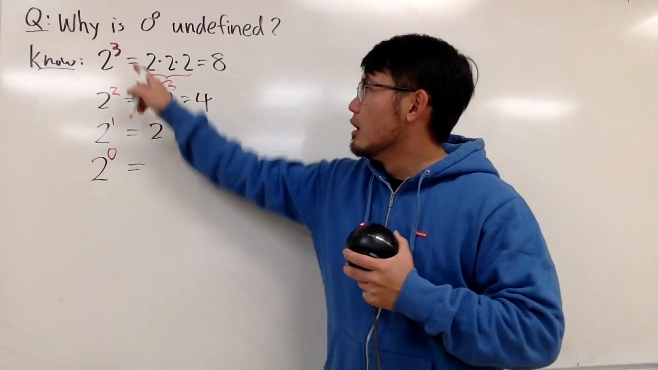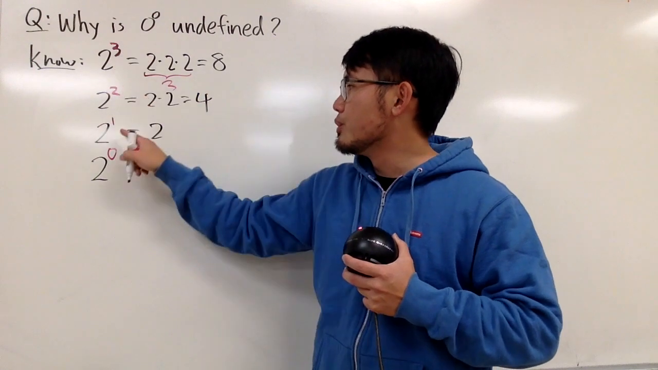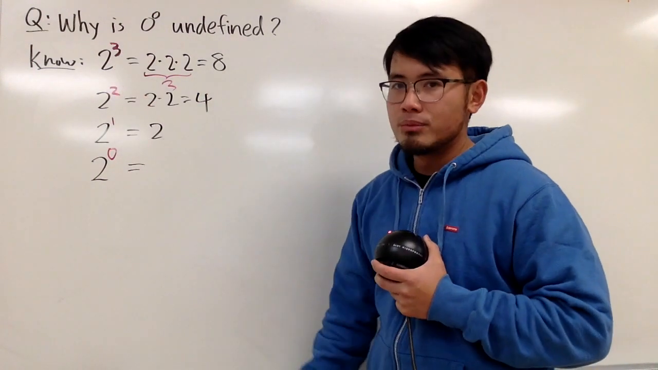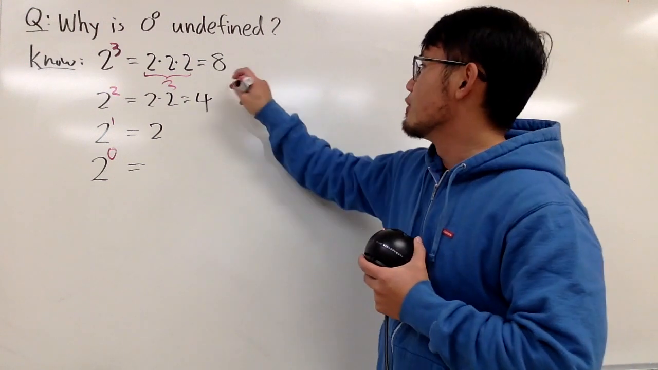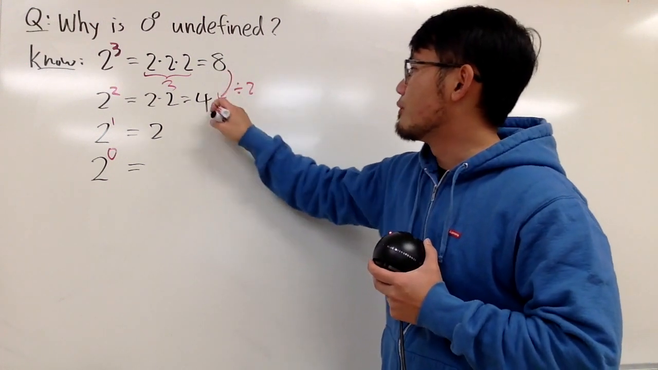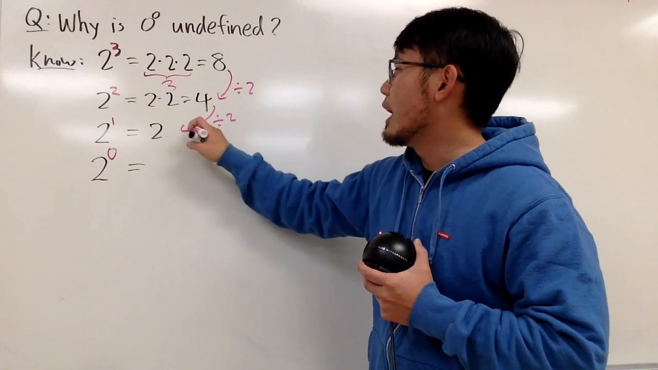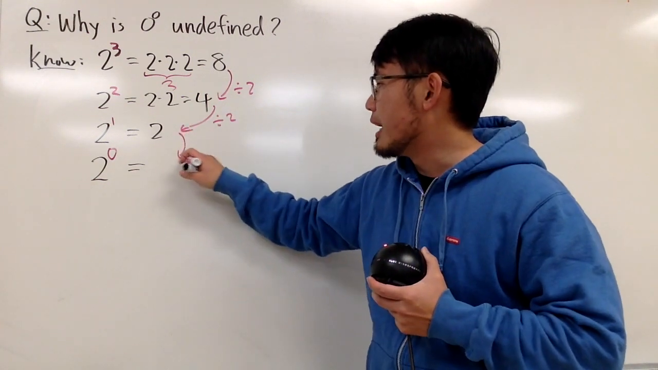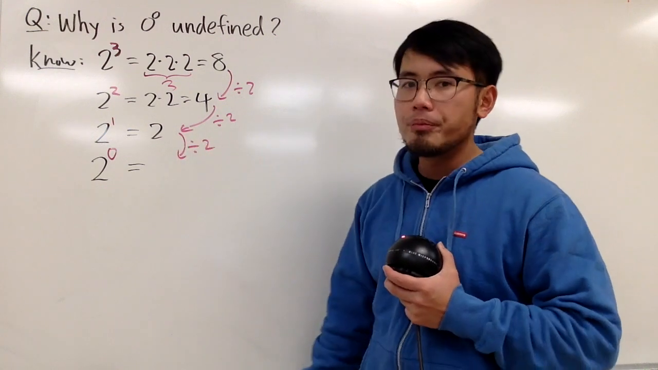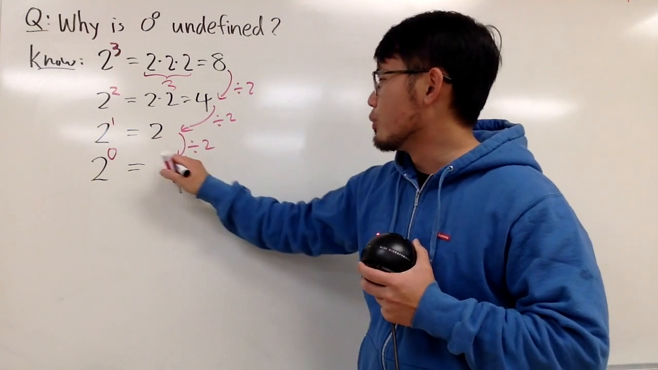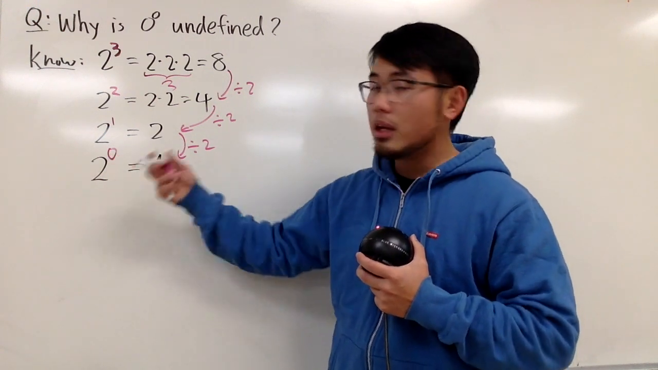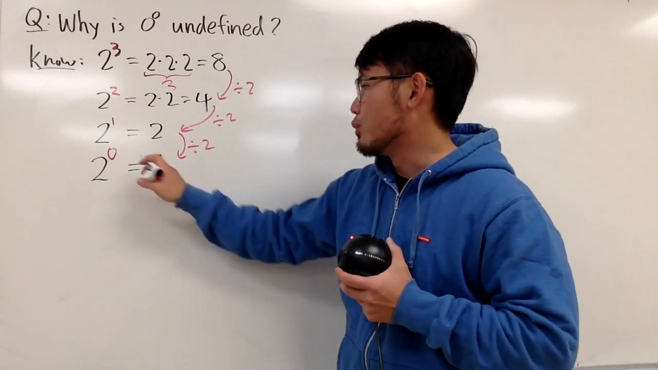And as you can see, I'm following this pattern, 3, 2, 1, 0. But on the right-hand side, I have 8, 4, 2. So what's the pattern on the right-hand side? Of course, from here to here, we divide by 2, and from here to here, we divide by 2 as well. And wouldn't it be nice if we can keep the same pattern on the right-hand side by dividing by 2? If so, 2 divided by 2 will be 1, and as you can see, to make sense of the 0th exponent, the best definition is just to make it equal to 1.